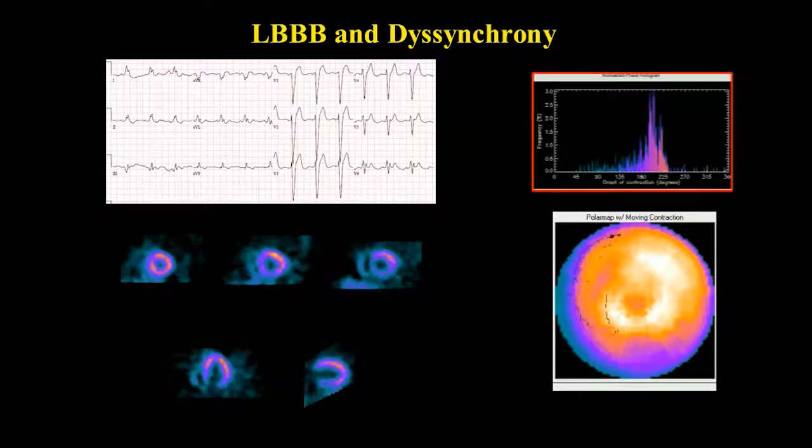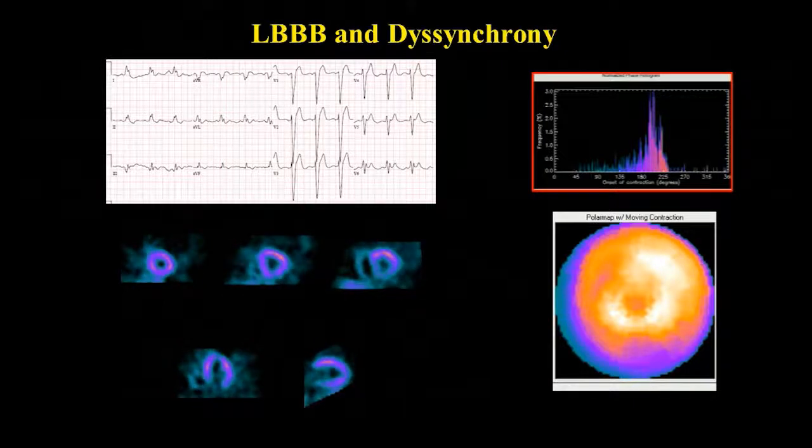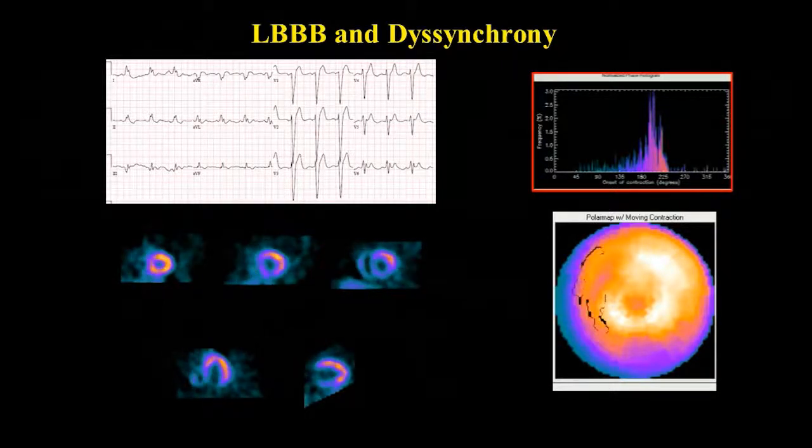The septum contracts first right now, the contraction then spreads to the whole ventricle and ends in the lateral wall. This is a typical example of a patient who has heart failure, low ejection fraction, left bundle branch block, and has dysynchrony. You give a CRT to this patient and he will improve.